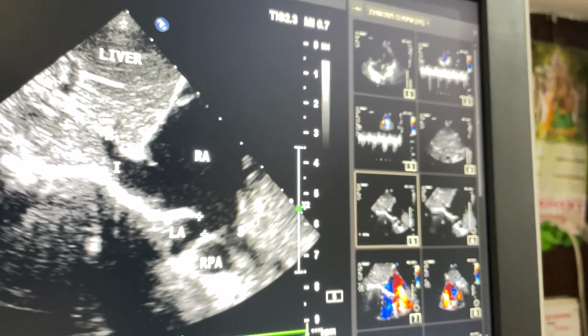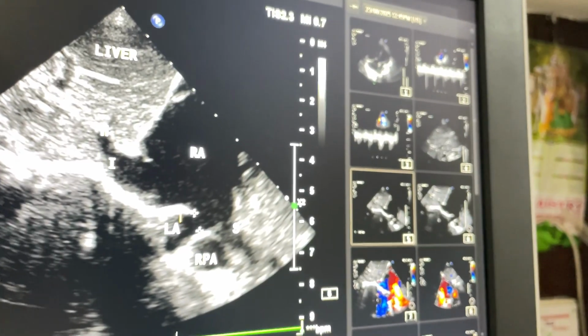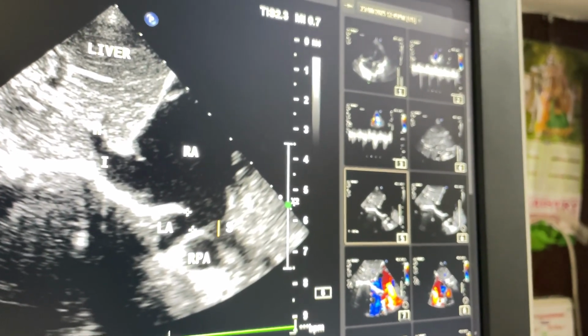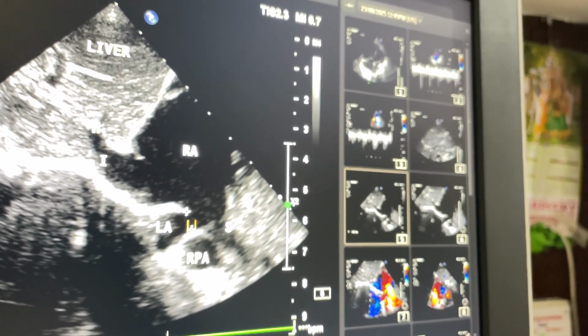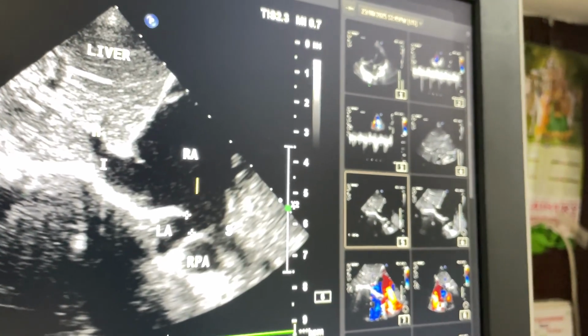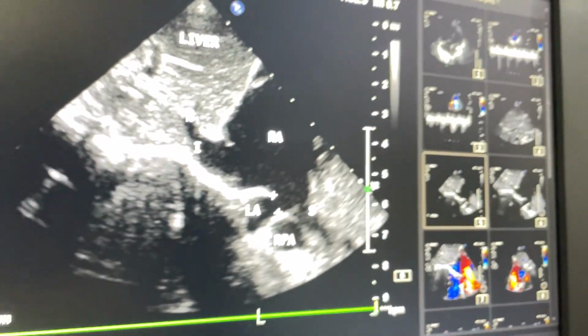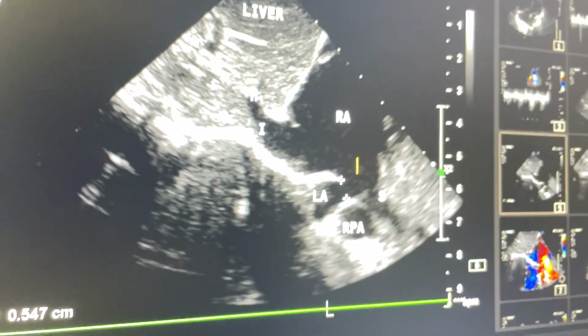So finally, you have got the point. So this is the right atrium. This is the left atrium. This portion is the ASD, because the SVC and the flow from the ASD are joined, draining together into the right atrium. Now the next image.